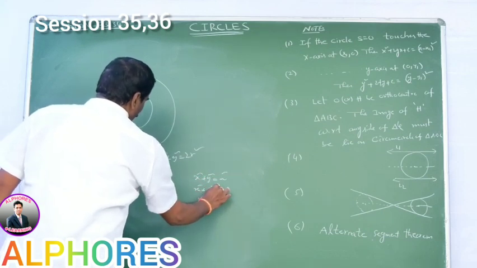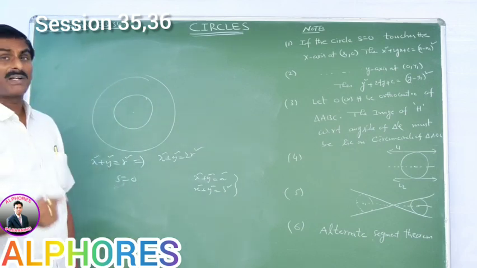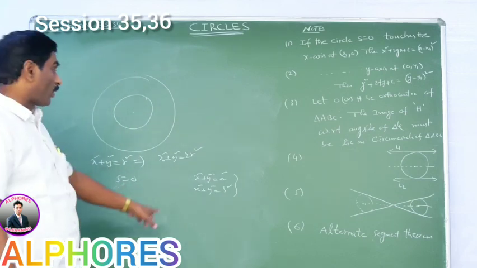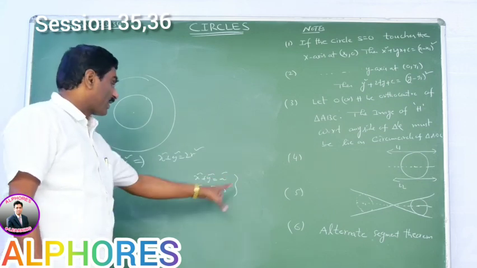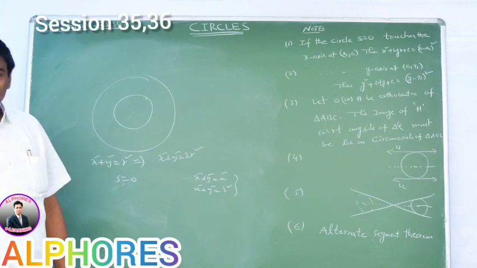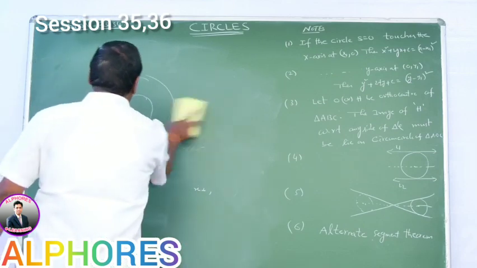Next, the locus of the point of intersection of perpendicular tangents drawn one to each of the circles x square plus y square is equal to a square and x square plus y square is equal to b square is x square plus y square is equal to a square plus b square. Very, very important formula.